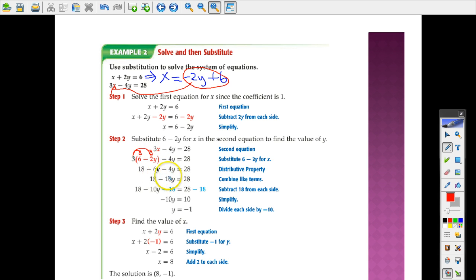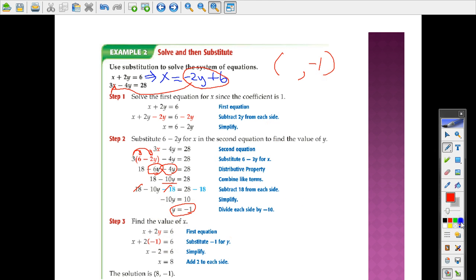Next step, you're going to combine the like terms. You have -6y minus 4y becomes -10y. That's all they did here from this step to here. Now we're going to solve for y by subtracting 18 on each side to get rid of the 18 here. Now you have -10y equals 10. Divide by -10 on each side, and you have y equals -1. So my answer, that's the y part, the second part of the ordered pair. So -1 is the y.